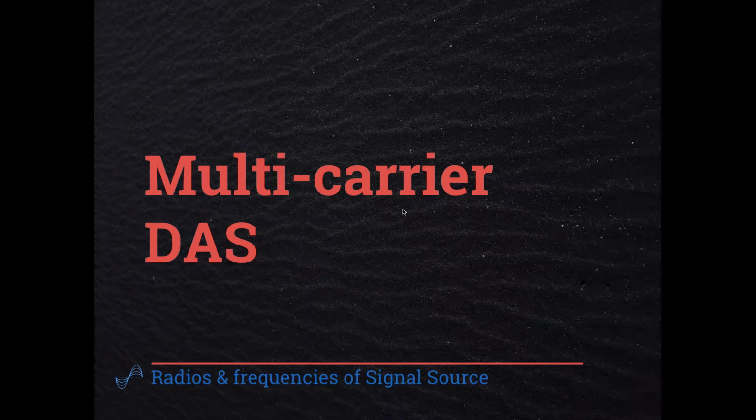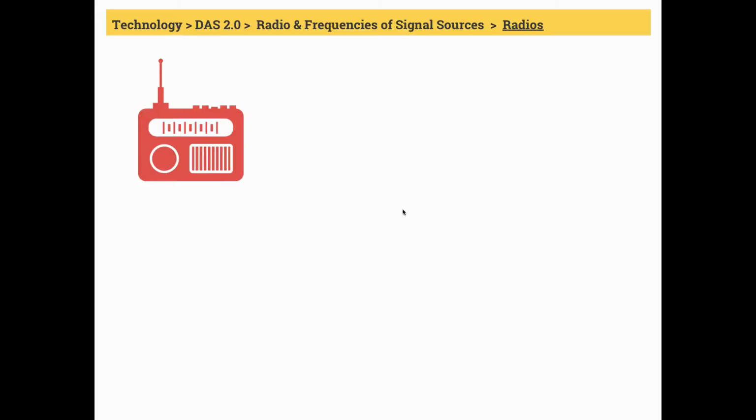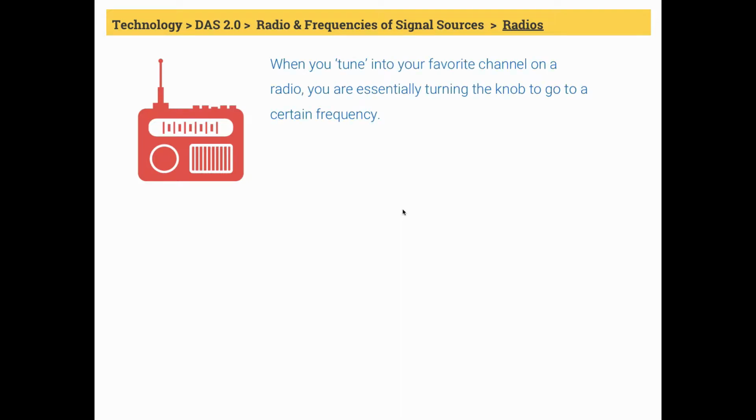A multi-carrier DAS. We'll start with the radios, their dependencies on frequencies, and then we'll define the multi-carrier DAS. I'm sure all of you have seen radios. Most of you have also tuned them to go to your favorite station. If you are tuning into your favorite channel on the radio, you are essentially turning the knob to go to a certain frequency. FM radio channels in the US operate in a frequency band extending from 87.8 MHz to 108 MHz for a total of 20.2 MHz, which is the bandwidth of US radios.